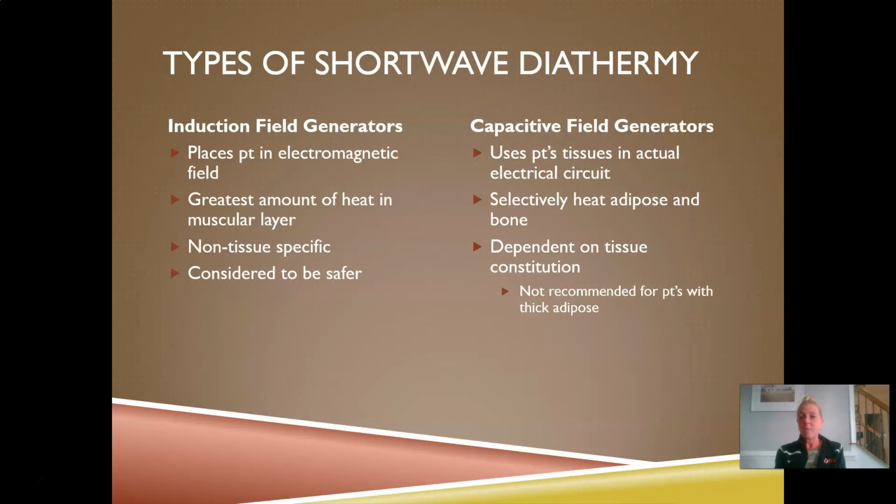The other type is a capacitive field generator. It uses the patient's tissues as the actual part of the circuit. It is going to heat adipose and bone a little bit more, so it is not considered to be quite as safe. It's dependent on tissue constitution, so it isn't recommended for patients who have really thick adipose. With capacitive field, it actually doesn't penetrate quite as deep, so it is going to heat the skin and the adipose a little bit more than it would the muscle and the layers below, which again is usually our target tissue with treatment.